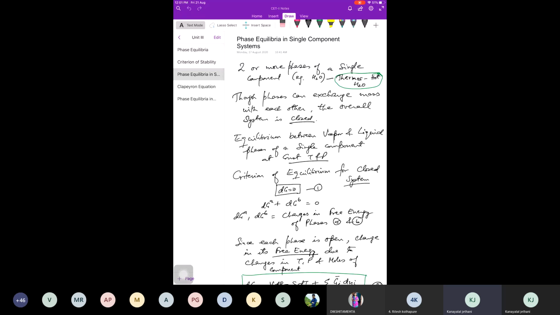So equilibrium between vapor and liquid phases of a single component at constant temperature we are considering. So criterion of equilibrium for closed system we have seen yesterday, right? dG is equal to 0.